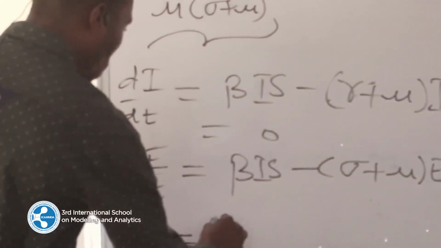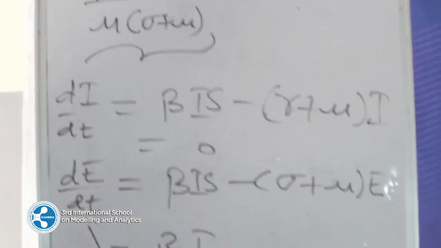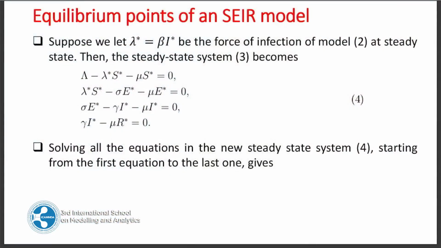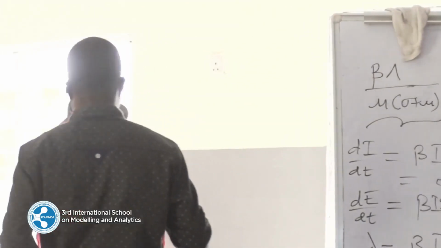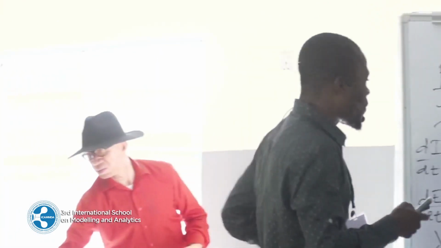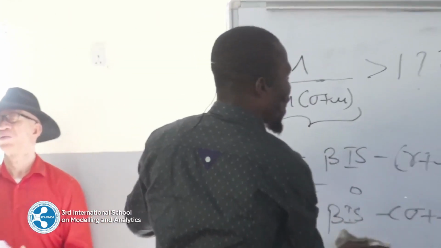Lambda is equal to what? Beta I, right? It will mean that wherever I find beta I, I will put lambda. If I do that, then I'm going to have this system. Do we agree? We all agree that from system 3, we are going to have system 4 if you put lambda equals beta I. So if you have that, then we can easily solve from equation 1 to 4.